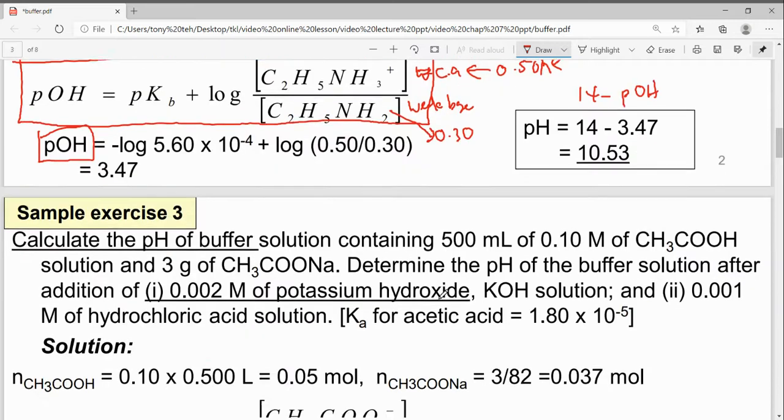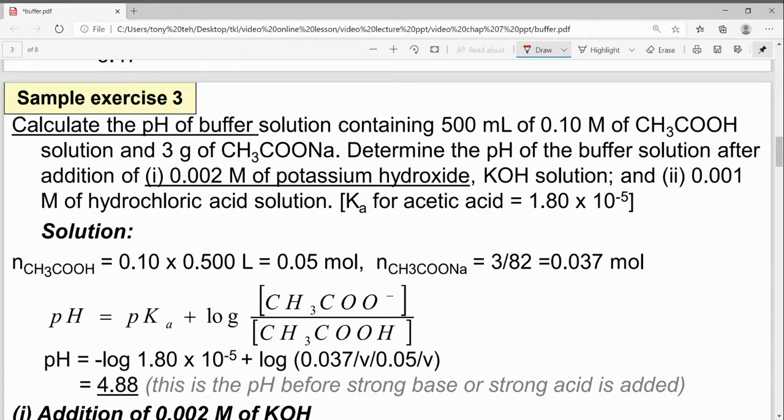Now let's continue to another one. Another one is a little bit special, that is addition of strong base and then addition of strong acid. So how do we do it first? Let's look at the question. The first one is to calculate the pH of the buffer solution. It didn't mention anything about adding strong acid or strong base yet.